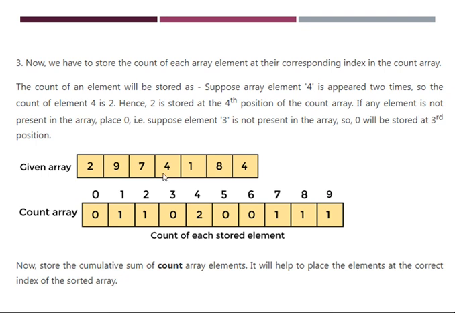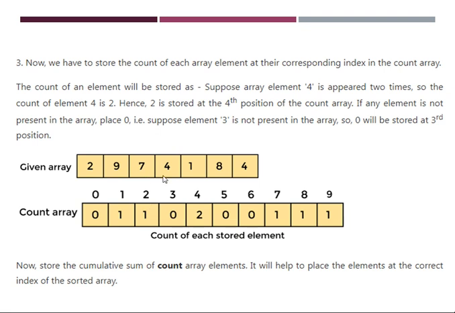Suppose 4 appears twice, we'll be counting it as 2 and putting the value in the count array as 2 after this index place. Okay, 4 appears twice here, 1 appears once, right? 0 doesn't appear here, so it is 0. Then 2 is appearing once, so we have written here 1.